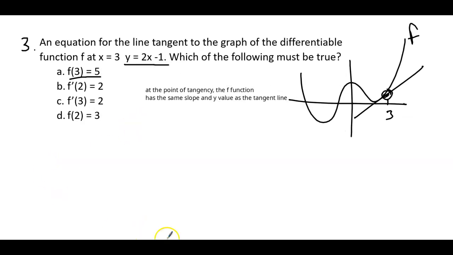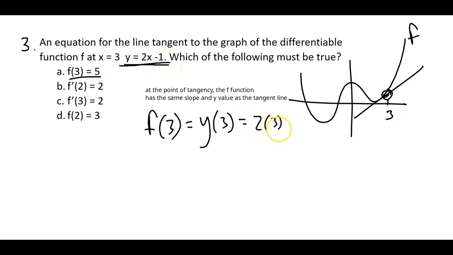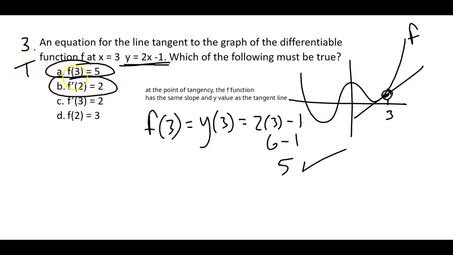Okay, so at x equals 3, f of 3 is the same thing as y of 3, where y is my tangent line. Well, y of 3 is 2 times 3 minus 1, which is 6 minus 1, which is 5. And so check, yes, f of 3 is equal to 5. All right, so that's a true statement. Let's move on to the next one. f prime of 2.